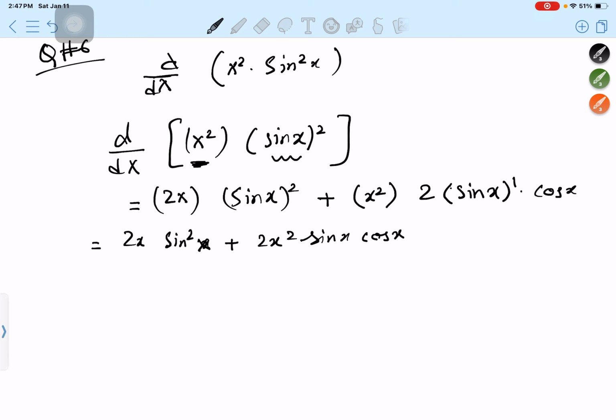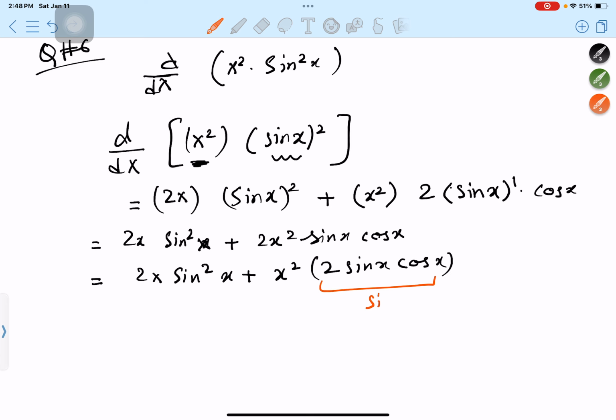It looks to me like the closest one that they do, and this is certainly going to be okay. So a little trig identity. I'm going to pull the x squared out front, and then we have 2 sine x cosine x. And remember, there's a trig identity for 2 sine x cosine x, and it says that that is simply sine of 2x. And this is, in fact, one of their answers. So they write it as 2x sine squared x plus x squared times sine of 2x.